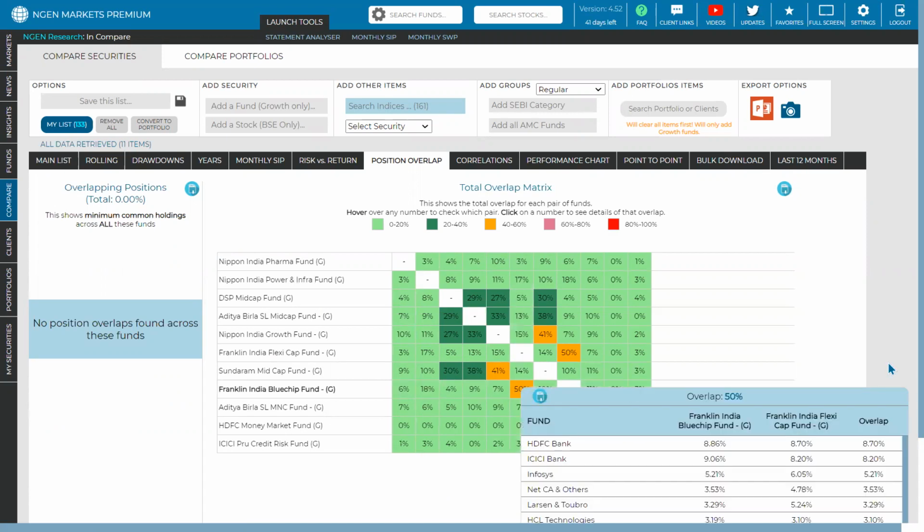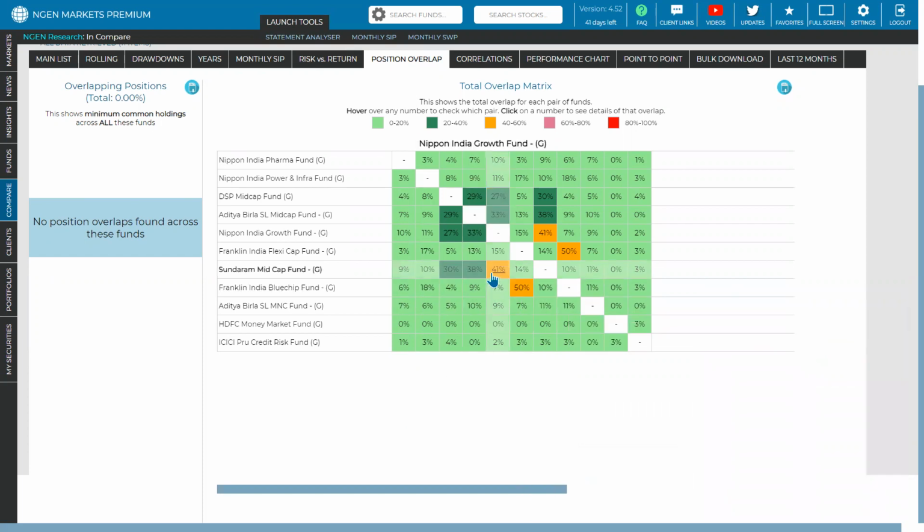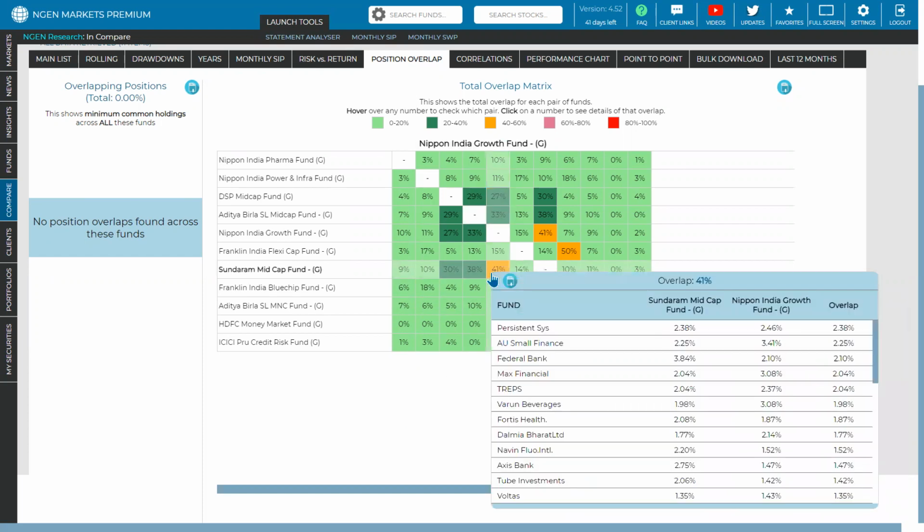Once I click on it, I can see the funds, and I can see the individual securities under those funds which are overlapping. So you can see the overlap between the individual securities, and this is how the overlap works out. We consider the minimum holding of that overlap as the overlap for each fund, right? And here you can also check the other overlaps as well. Either you would like to remove Sundaram or Nippon, you can take a call on the basis of many parameters given in the NGEN market system, and then you can see the overlap given in the system.